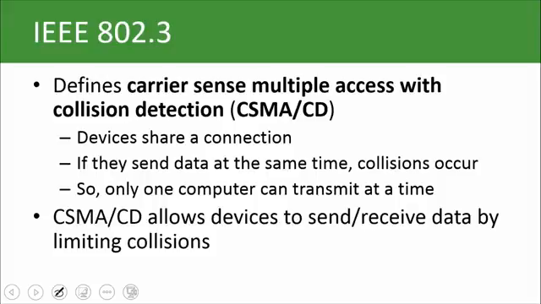802.3 defines something called carrier sense multiple access with collision detection. You'll commonly see this referred to as a pretty lengthy acronym, CSMA-CD. Okay, what happens with CSMA-CD is that devices share a connection, and if they send data at the same time on that connection, collisions can occur.